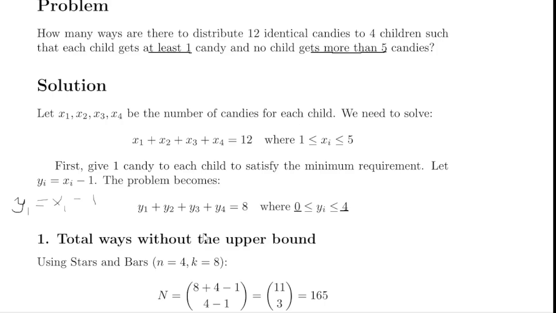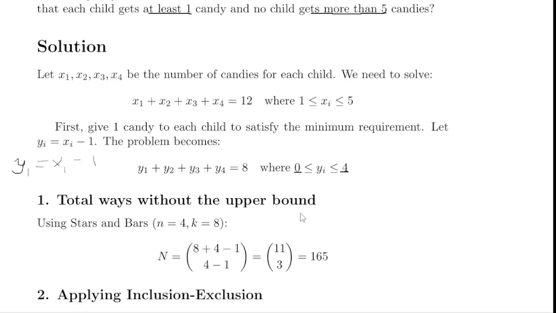So the way to solve this equation without the constraint, so let's ignore the constraint for now and then we'll address that in a second, is to use a stars and bars method. We're going to have 8 stars, and we're going to have to put 3 bars.